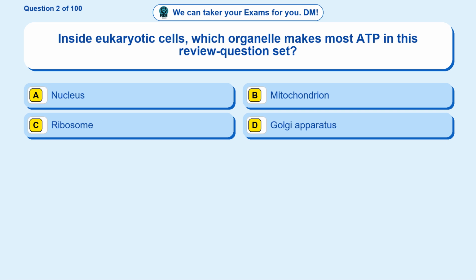Question 2. Inside eukaryotic cells, which organelle makes most ATP in this review question set? Option A, nucleus. Option B, mitochondrion. Option C, ribosome. Option D, Golgi apparatus. The correct answer is option B, mitochondrion.